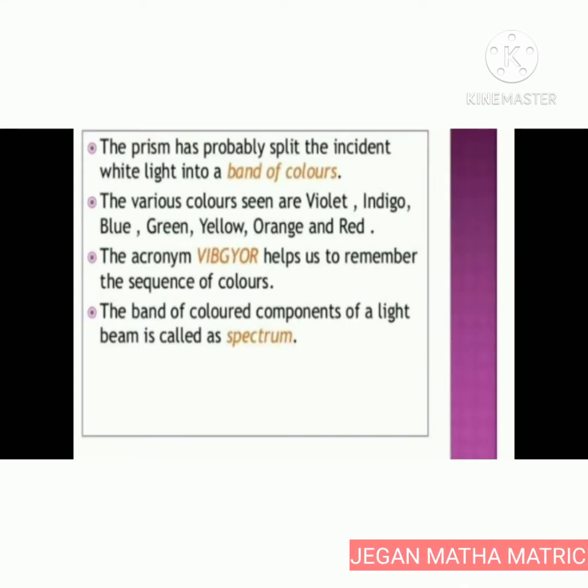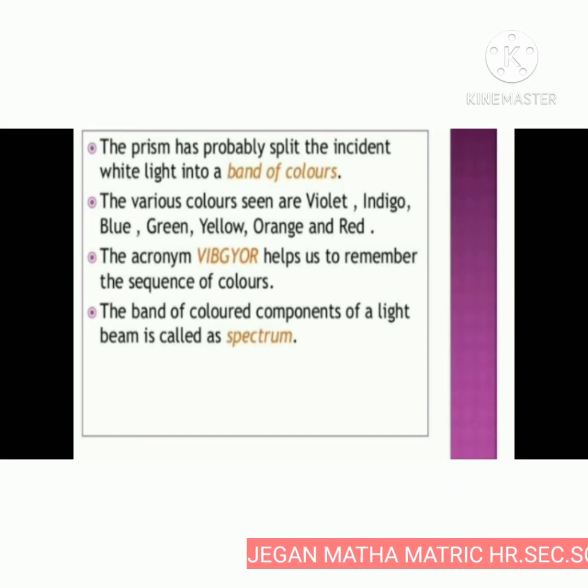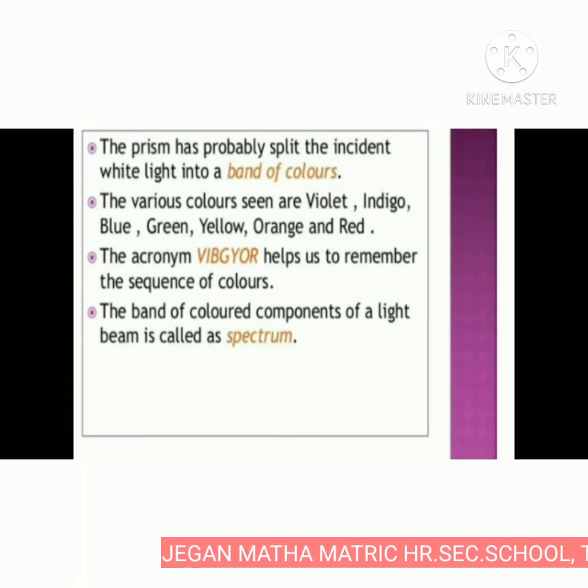The prism has split the incident white light into a band of colors. The various colors seen are violet, indigo, blue, green, yellow, orange and red. The acronym VIBGYOR helps us to remember the sequence of colors. The band of colored components of a light beam is called a spectrum.